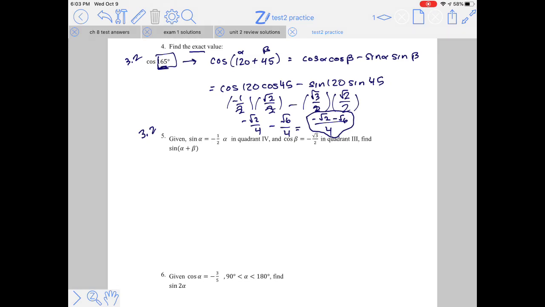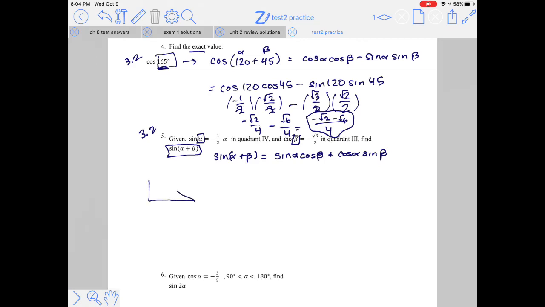So now you need to look at your reference sheet for this identity, sine of alpha plus beta. If you read it correctly, it should tell you that it's sine alpha cosine beta, plus cosine alpha sine beta. And then you had a question about triangles? I would do different triangles, because one triangle is going to have an angle of alpha and the other one is going to have an angle of beta. I would do two different ones.